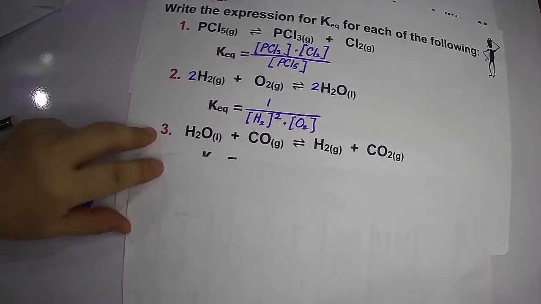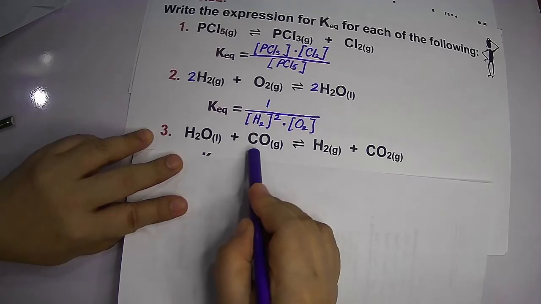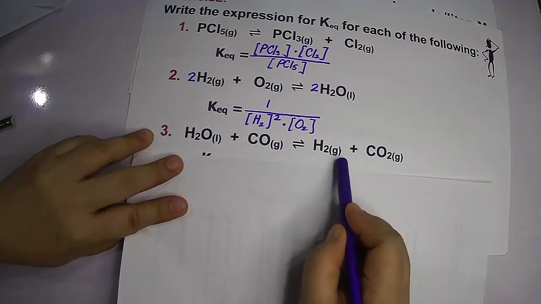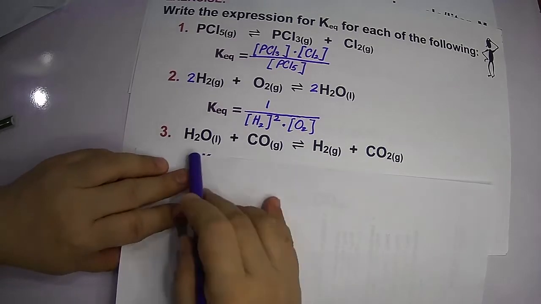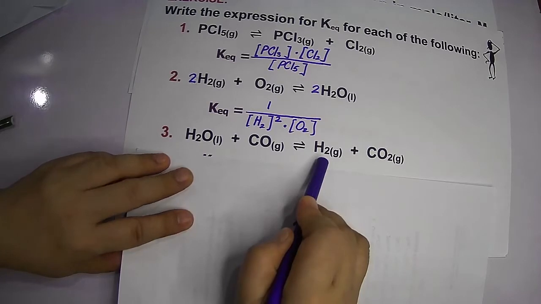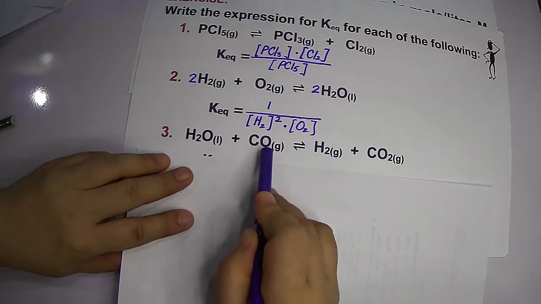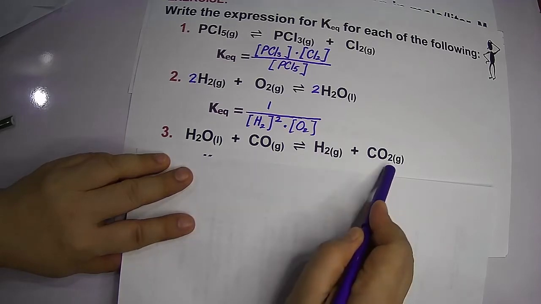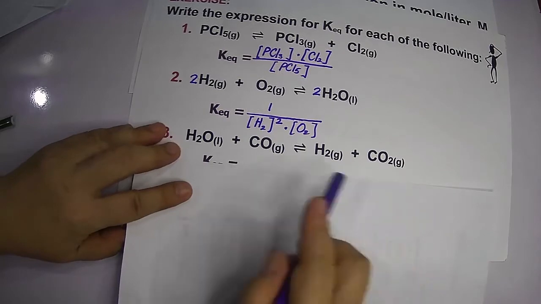Next we have the reaction of water in the liquid state and carbon monoxide producing hydrogen gas and carbon dioxide. First we have to check if we have a balanced equation. We have 2 hydrogen, 2 hydrogen. Oxygen here, we have 1 plus 1, which is 2, and 2 there. And we have carbon. We have a balanced equation.